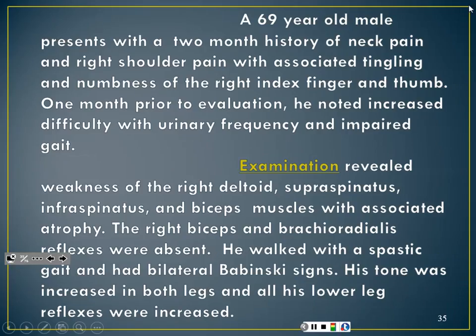Okay, 69-year-old male presents with a 2-month history of neck pain and right shoulder pain with associated tingling and numbness of the right index finger and thumb. 1 month prior to the evaluation, he noted increased difficulties with urinary frequency and impaired gait. Exam revealed weakness of the right deltoid, supraspinatus, infraspinatus, and biceps muscles with associated atrophy. Right biceps and brachioradialis reflexes were absent. He walked with a spastic gait, had bilateral Babinski's, his tone was increased in both legs, and all of his lower extremity reflexes were increased.